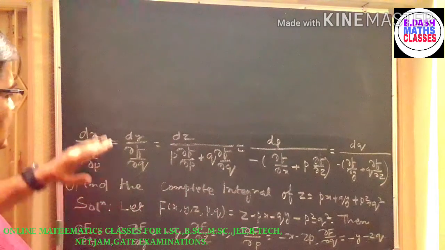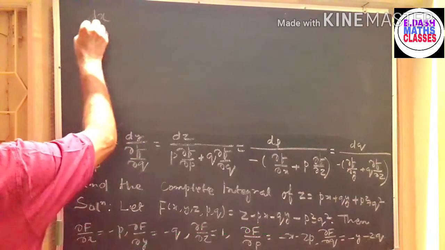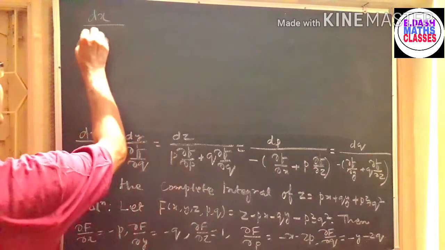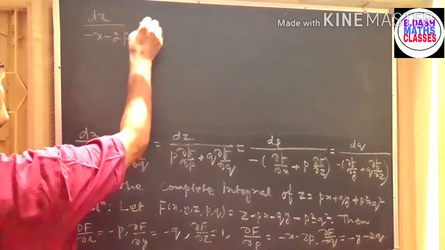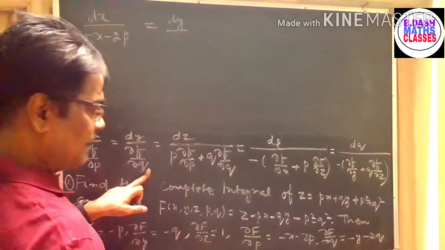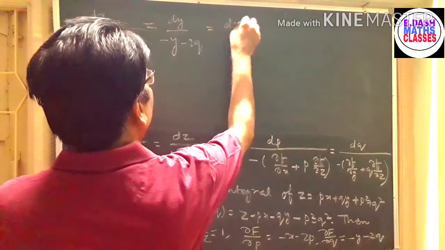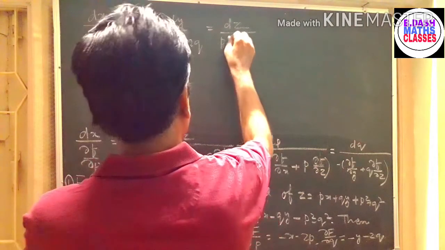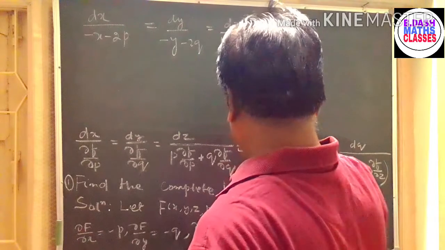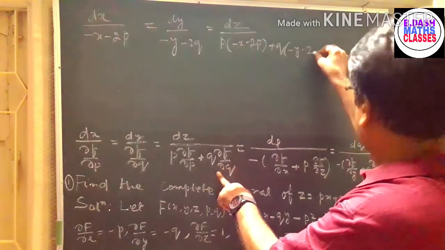Then the Charpit's equation is given here and we have to put the values, so that we get dx by del f by del p, which is minus x minus 2p, which is equal to dy by del f by del q, this is minus y minus 2q, is equal to dz by p into del f by del p, minus x minus 2p, plus q into del f by del q, here the value minus y minus 2q.